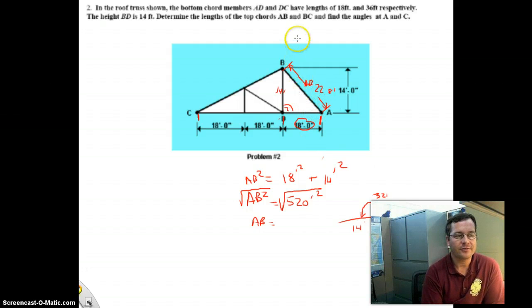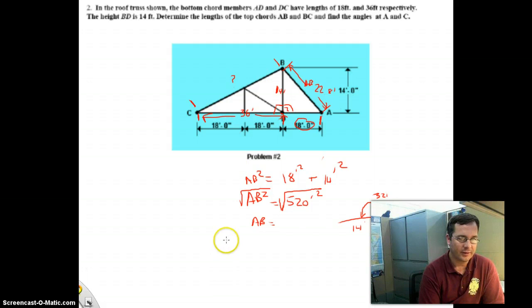Now let's look at the process for top chord BC. So top chord BC, real similar problem, right? It's some number of feet. We know, though, that this angle is 90 degrees. It's the height of the triangle is, again, 14 feet, and the length is given in the problem, 36 feet. So again, no need for trigonometry on this one. All we're going to do is we're going to say that length BC squared equals 14 squared plus 36 squared.